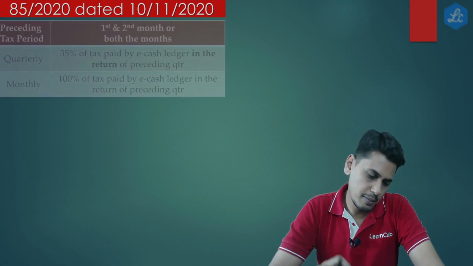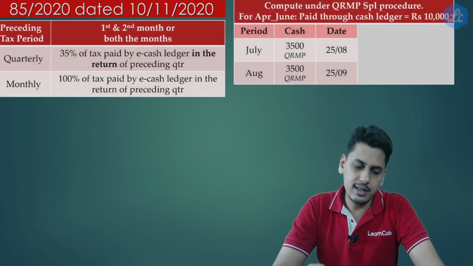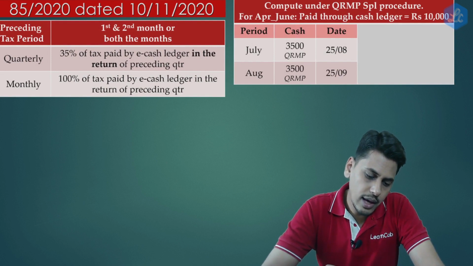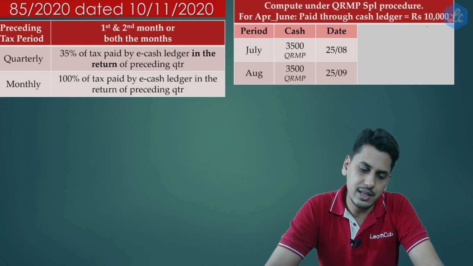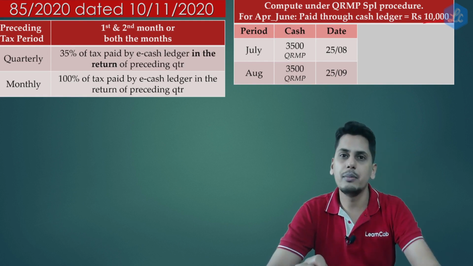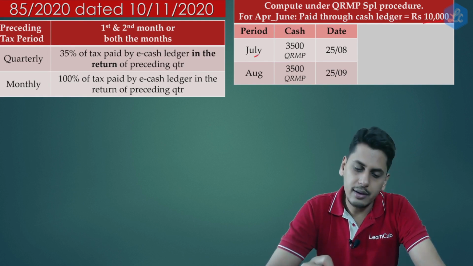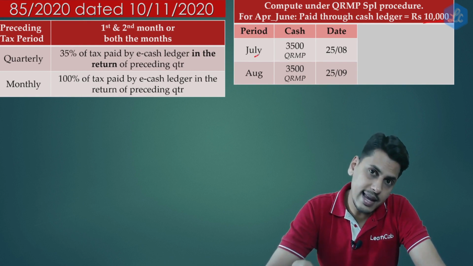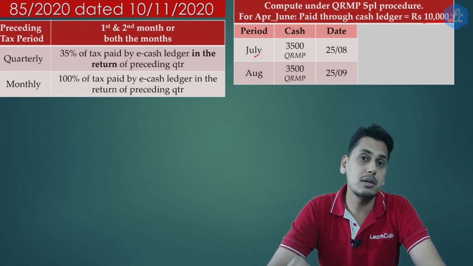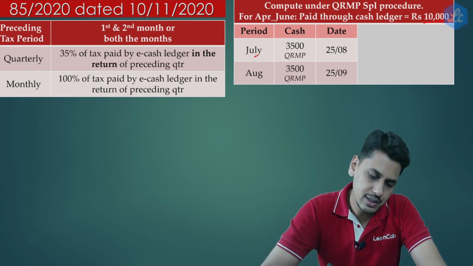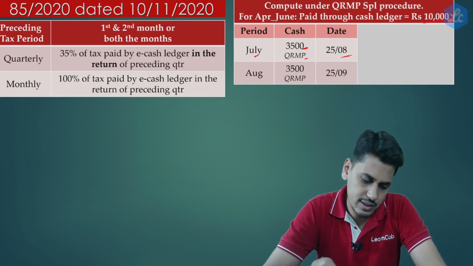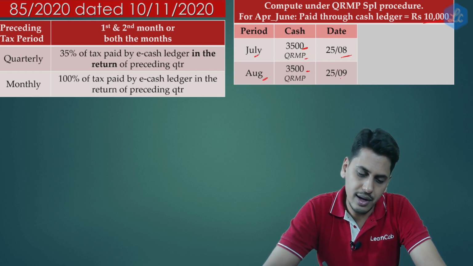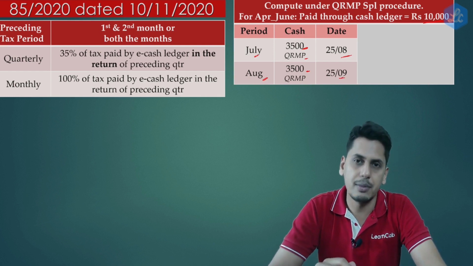Let's take another scenario. Now friends, let's say April, May, June, he was under the QRMP scheme. Tax paid by debiting the cash ledger, 10,000 for the quarter April, May, June. Comes July. Since the preceding tax period was quarterly, he takes 10,000 multiplied by 35%, 3,500. Under the QRMP scheme, fixed sum method, he deposits by 25th of August. For August, the same 3,500 is deposited by 25th of September.